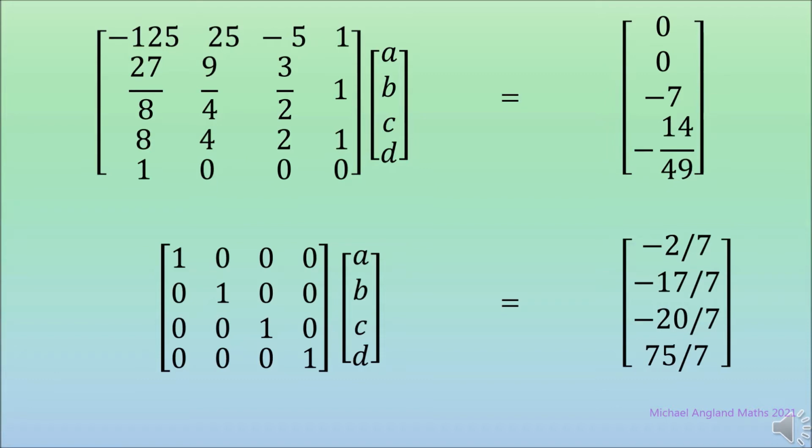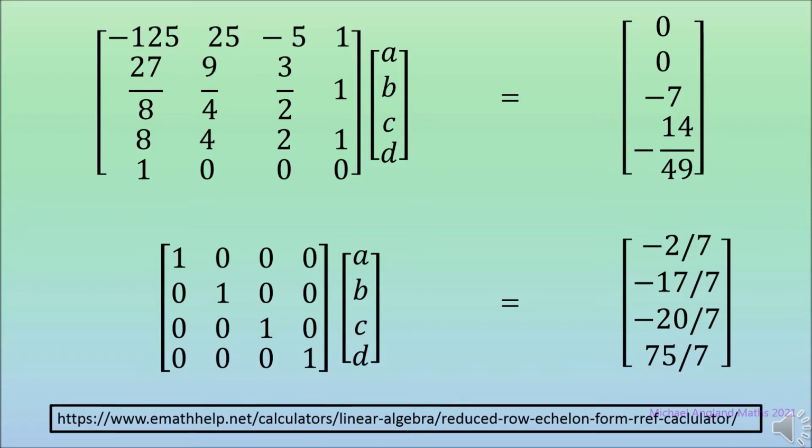So now we can write our polynomial and we'll have a look at it. Just a short note, that row reduction was done by way of a calculator that was found on the website for emathhelp.net, listed below there. So reading out our polynomial, we have y is equal to minus 2 over 7 x cubed, minus 17 over 7 x squared, minus 20 over 7 x, plus 75 over 7.